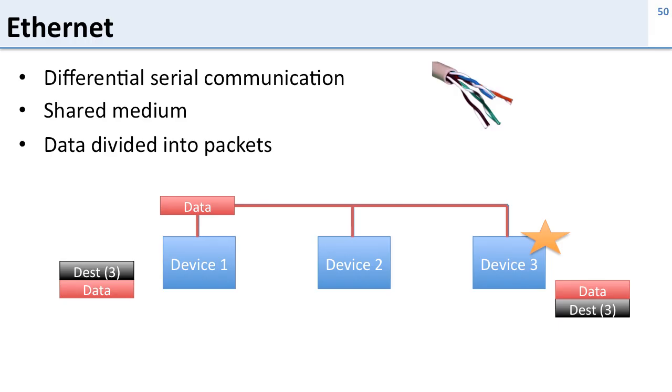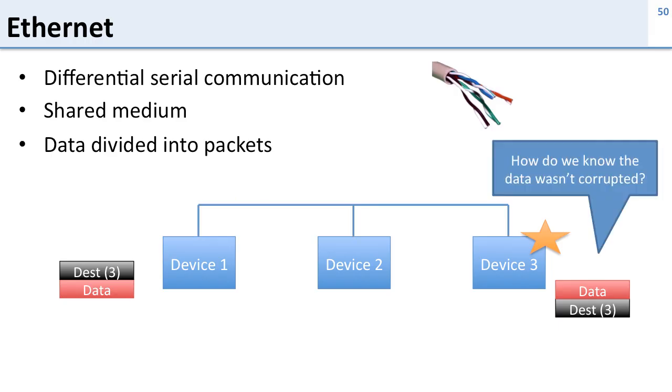Now we've sent the data, but there's a real question here. How does device 3 know the data wasn't corrupted? How do we know there wasn't something that went on in the middle which messed up the data that we got? This is a really long wire, and we need to make sure the data is correct. So what we do is we use a CRC, or a cyclic redundancy checksum. This is a code which we calculate based on the data, and if we verify the code at the other end, then we can see if we received the data we were supposed to receive.